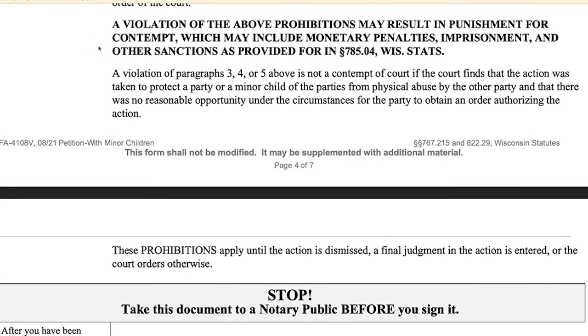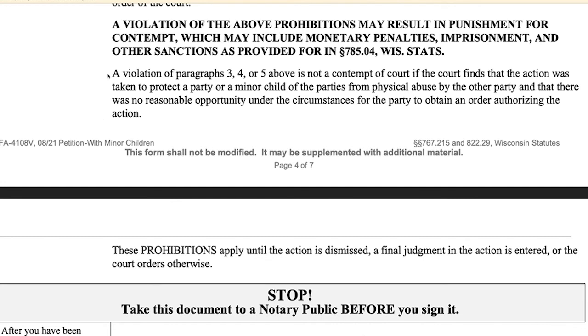And again, you get another warning. A violation of the above prohibitions may result in punishment for contempt, which can include monetary penalties, imprisonment, and other sanctions. But there's a little caveat here at the bottom. A violation of paragraphs 3, 4, or 5 above is not contempt if the court finds the action was taken to protect a party or minor child from physical abuse, and there was no reasonable opportunity under the circumstances for the party to obtain an order authorizing the action.